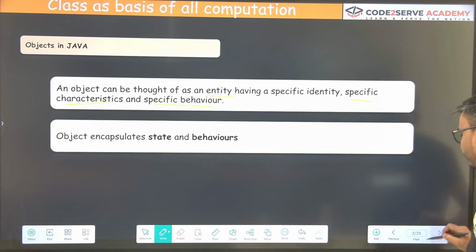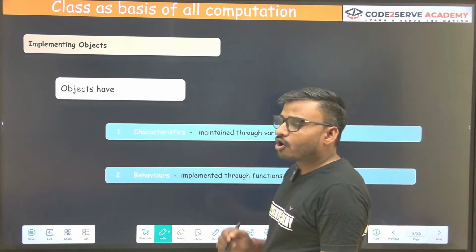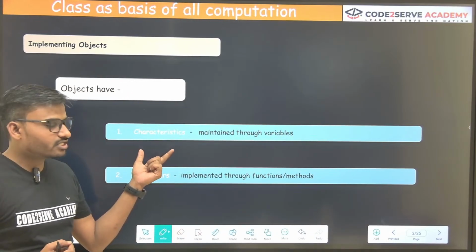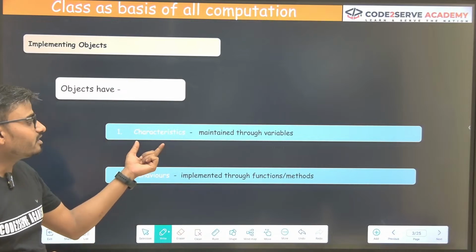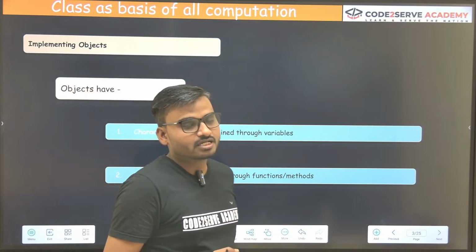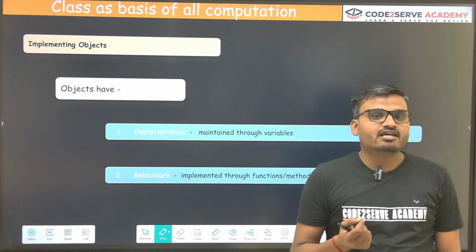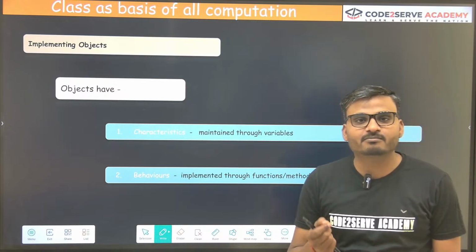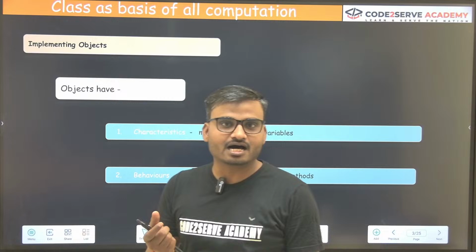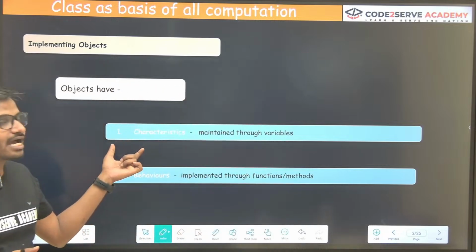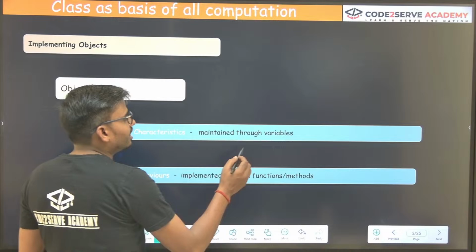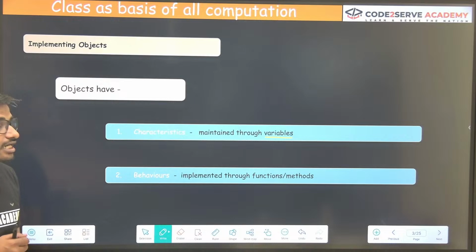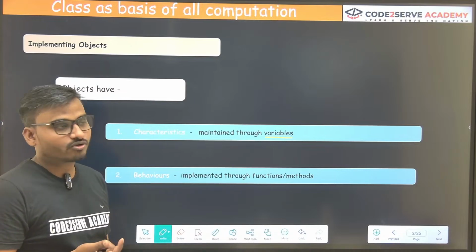Okay, so let's see. When we say an object, it has two things. First is the characteristics and second is the behavior. Characteristics are maintained through variables. That means, suppose I say, is the fan moving? It can be true or false. That means the variable that we create inside a class is termed as characteristics. So you can think of these as variables. All right, it can be a primitive type or it can be our own data type, right?